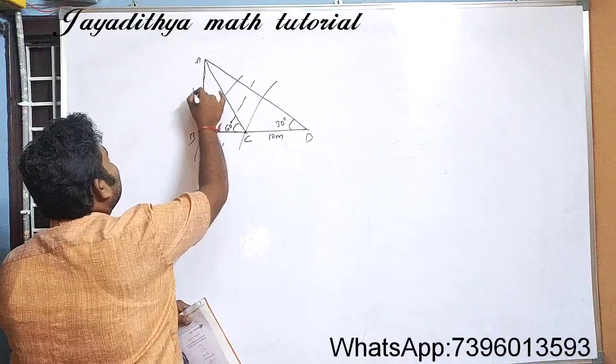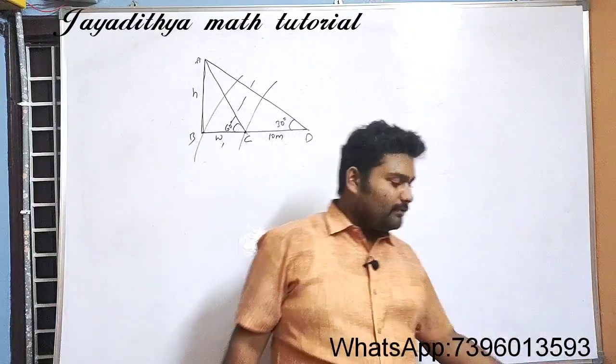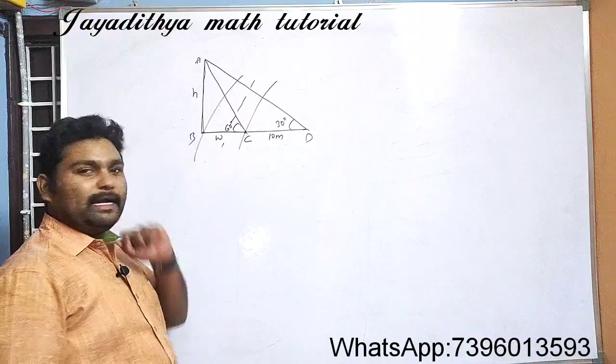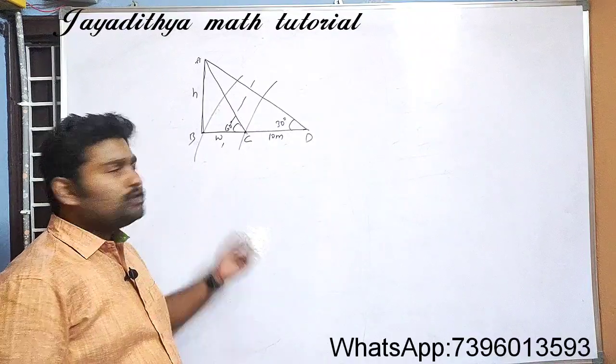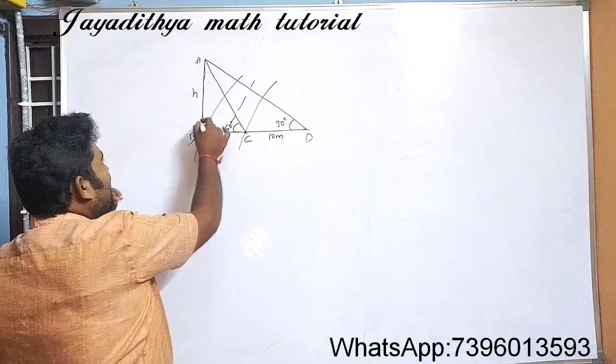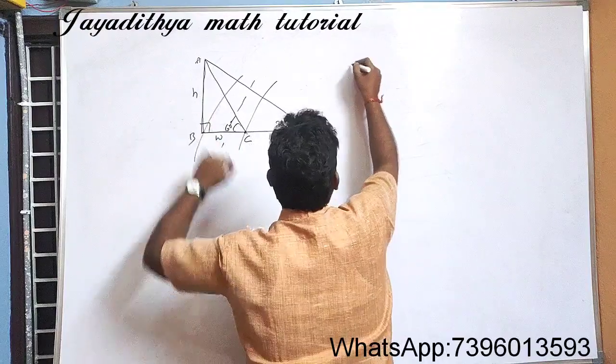Find the height of the tower and width of the road. Here you need to find both. Clear? So how to solve it? Take two triangles. In each and every triangle we should have a right angle. I told you already. Okay, let us apply for the smaller triangle first.